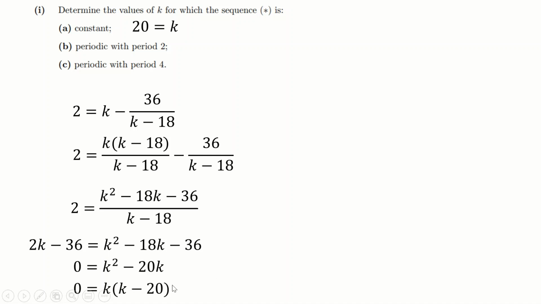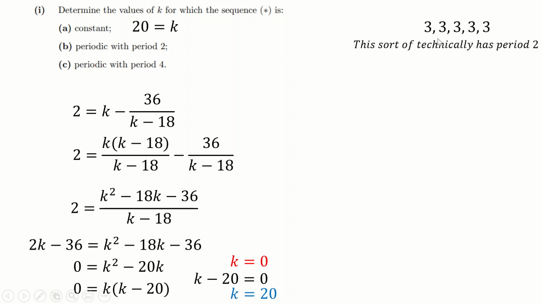I can factorize out, which gives me k is 0 or k is 20. Now, let's look at these two results, because looking back at the top of the page, I already have k is 20 gives me a constant sequence. So how have I also got that k is 20 gives me a sequence that's periodic with period 2? Well, that's because this constant sequence very technically has period 2, in the sense that every second term, it repeats itself.